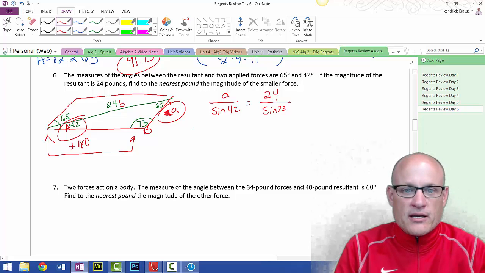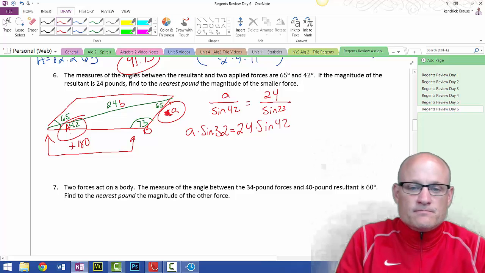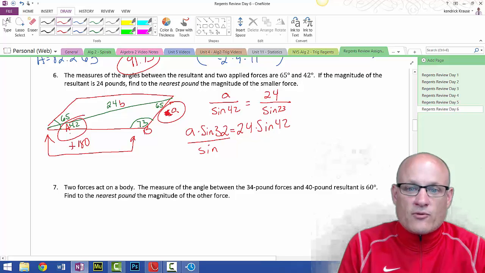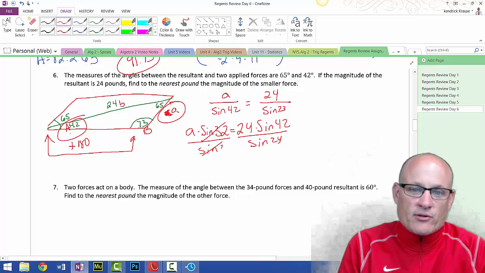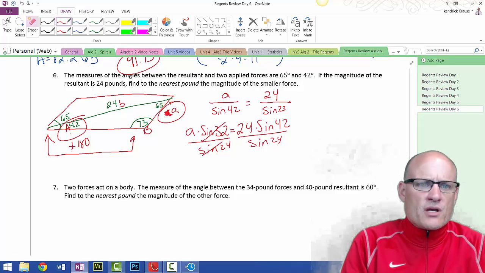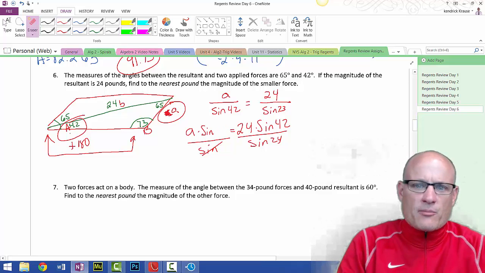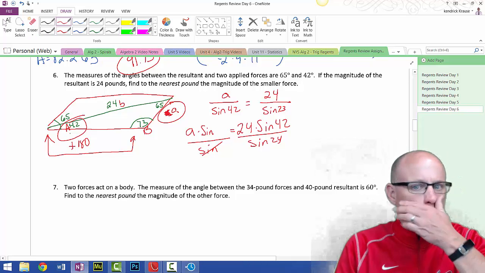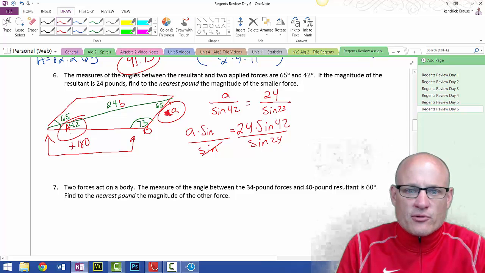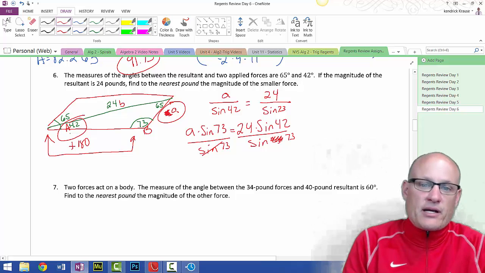All right, let's cross multiply. A times sine 32 is equal to 24 times sine 42. Divide by sine 32. Oops, divide by sine 24. Okay. So somehow my brain's not functioning properly. Let's try this the right way. A times sine 73 is equal to 24 times sine 42. And this is 73. Boy, I got my head up my keister.